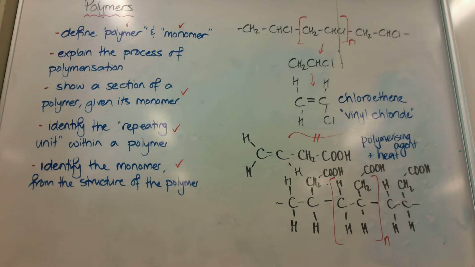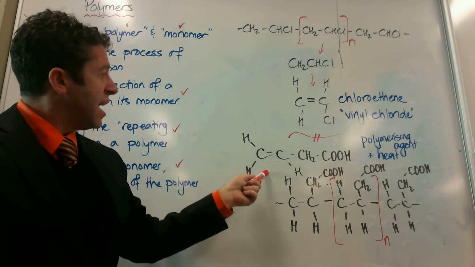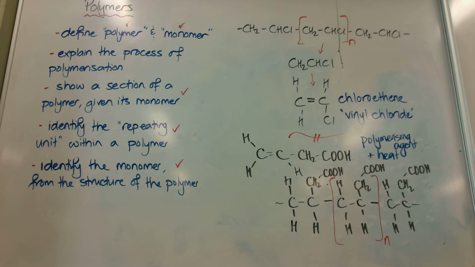And all you need to know for explaining the process is the 3 things you need. The monomer needs to be what in nature? So what does it need to be? What type of compound? Unsaturated hydrocarbon. Okay, that's what that is and that is. Unsaturated because they have double bonds.